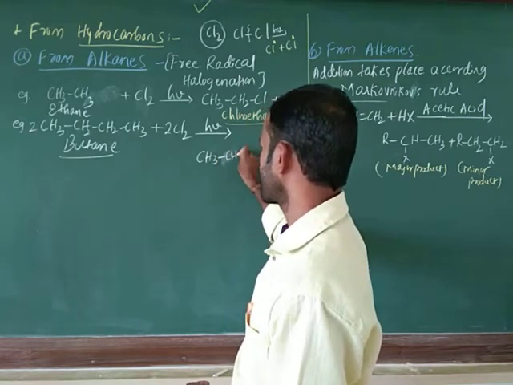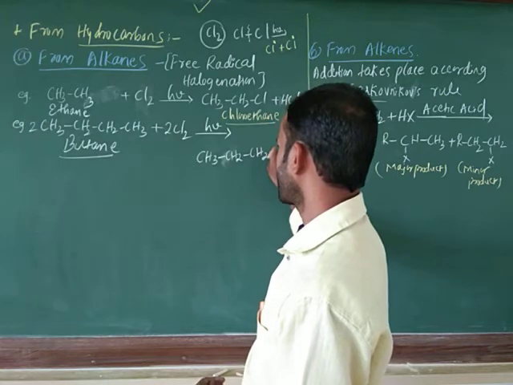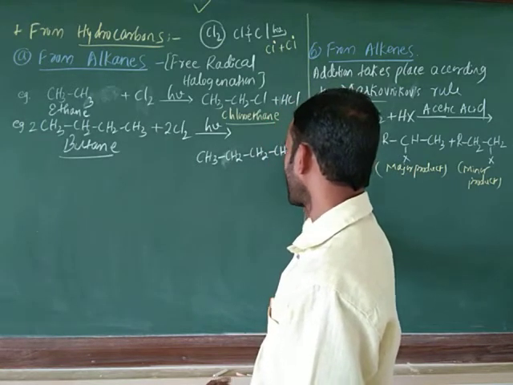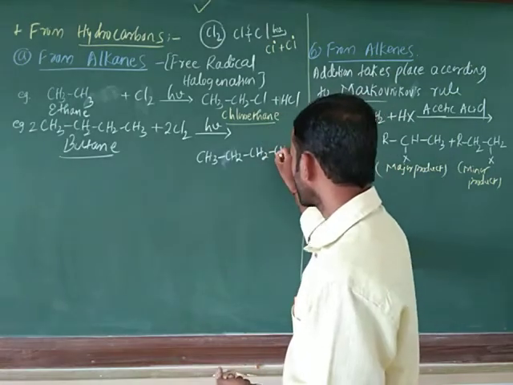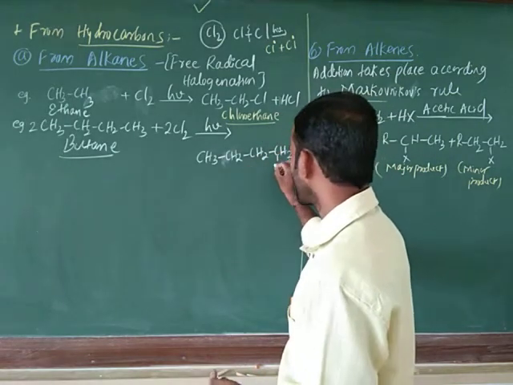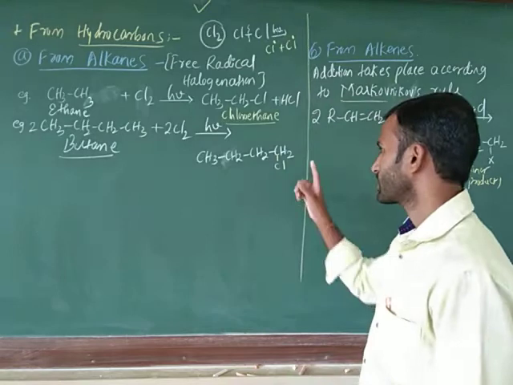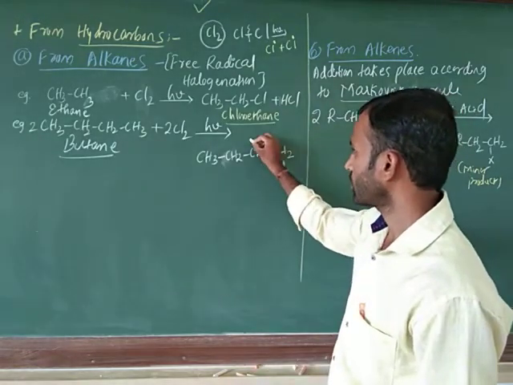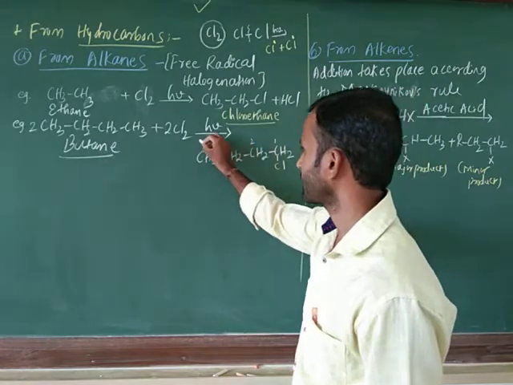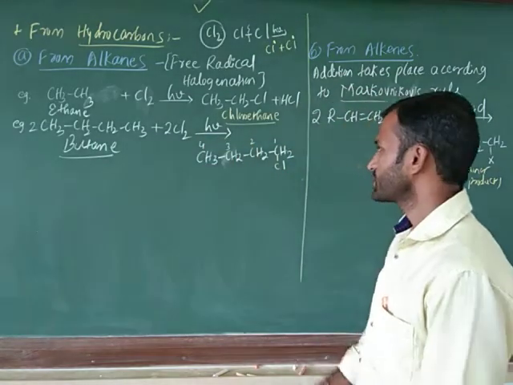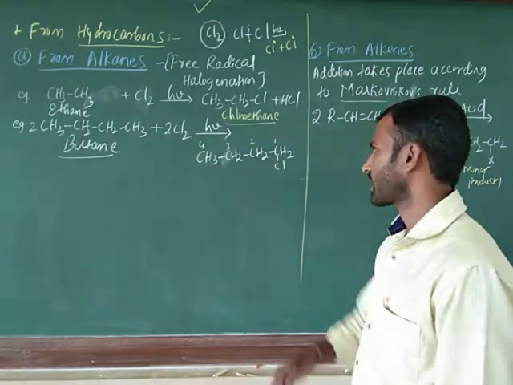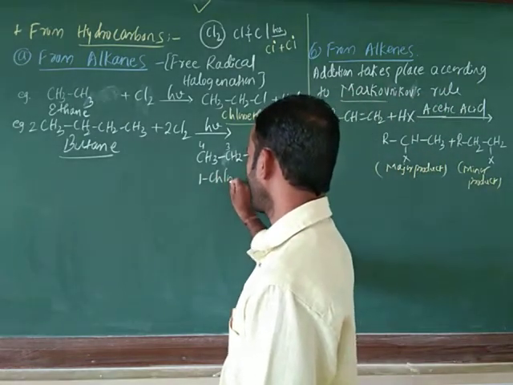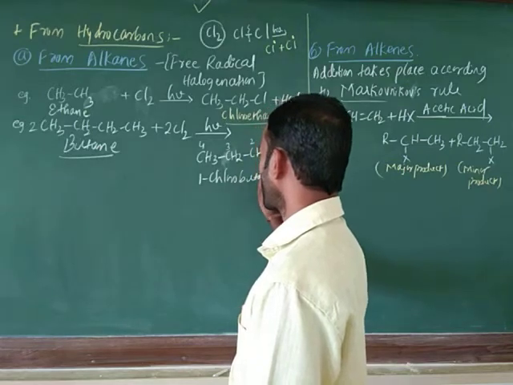CH3. Next one is CH2. Next one is CH2. Next one is CH3. I am going to write a CH2, and next, 1 Cl is going to attack. Okay. Start from here: this is 1, this is 2, this is 3, and next one is 4. What is the IUPAC nomenclature of this halide? 1-chlorobutane. 1-chlorobutane is the IUPAC nomenclature.